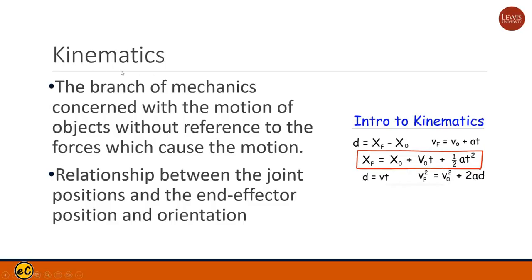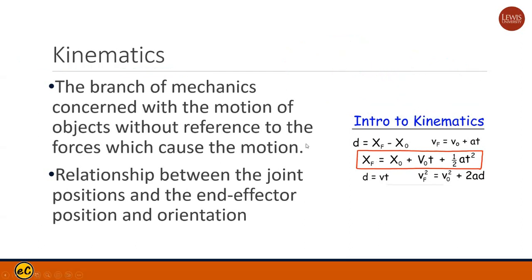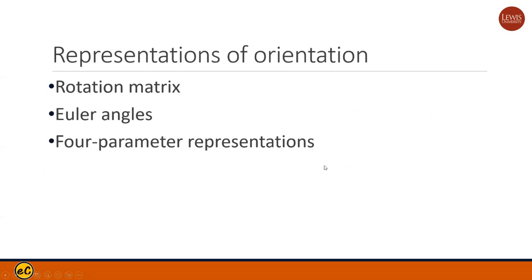Kinematic diagram. Kinematics is a branch of mechanics concerned with the motion of objects. Basically it's Newtonian physics, starting from your F equals ma. All kinds of mechanics talk about kinematics: how things move, at what speed, and how far they travel. That's called kinematics. So here, let's just have the basic idea of what they are, and then the representation of orientation.